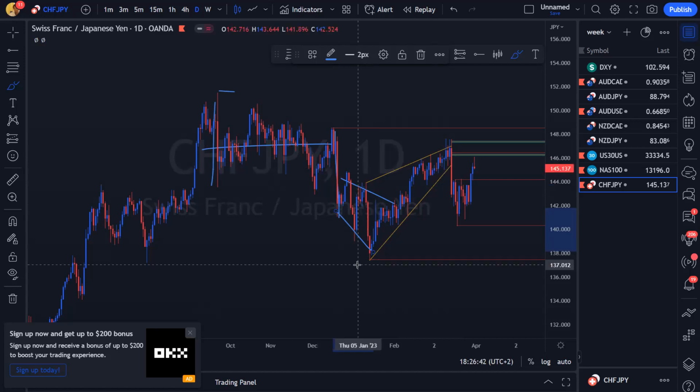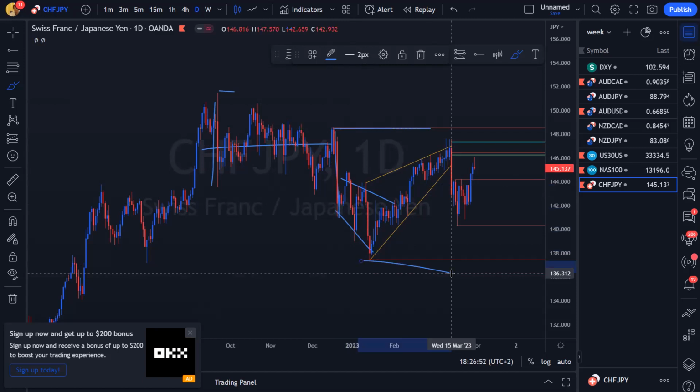So the momentum is still to the downside, as much as maybe we're still in some complex type of structure. That's why we've got this high marked out and this low marked out, because we might just be in some sort of a big range or whatever the case is.